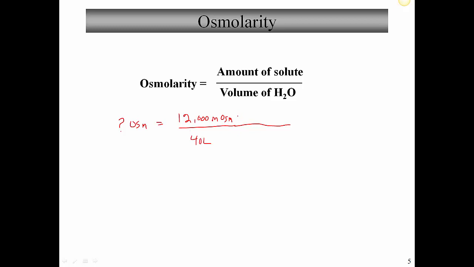Let's just assume, and this is roughly correct, that a bag of chips has about 800 milliosmoles of salt in it. So what would be the new body osmolarity if no water was taken in with the chips? Well, if we do this calculation and we look at what 12,800 milliosmoles of solute is divided by 40 liters of body water, we come out with a new osmolarity of 320 milliosmoles per liter.